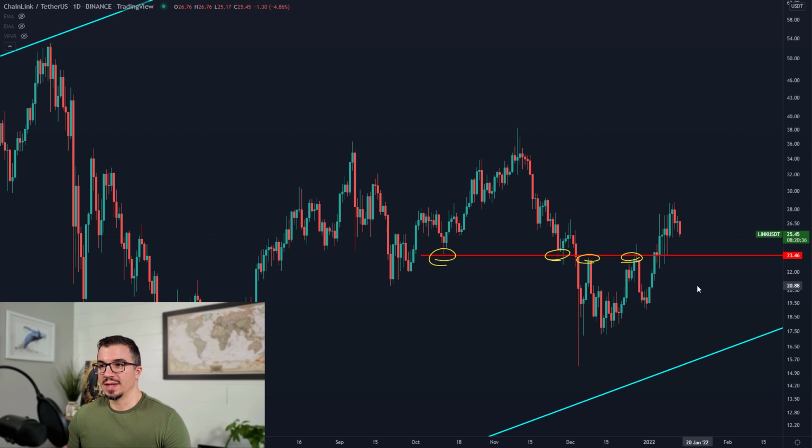So we can say that the area right around $23 should be support if tested over the coming days, which you can see this week we're starting to get a little bit of a rotation lower. So $23 could come into play here later this week. Okay, so 23 is support.